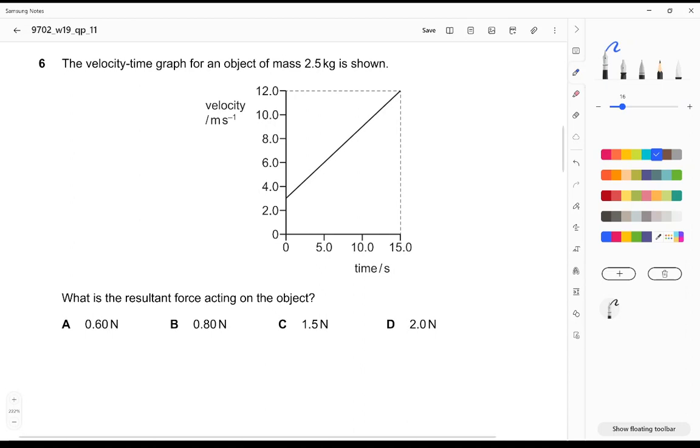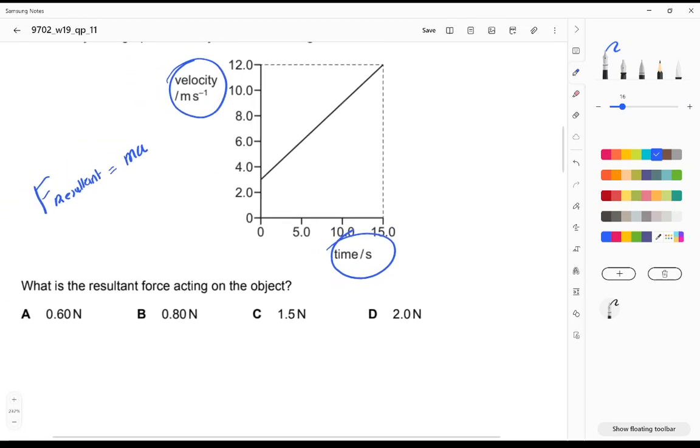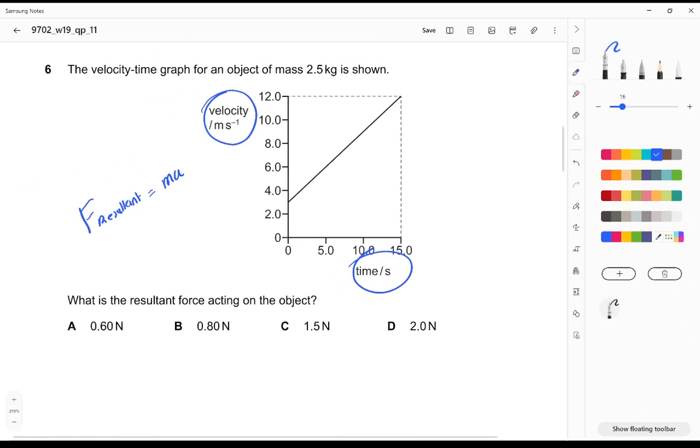The velocity time graph for an object of mass is shown. What is the resultant force acting? So F resultant is actually equal to mass into acceleration, but the acceleration is missing, but we can find it out using this velocity time graph. Okay. So the acceleration can be found using this graph. I'm just going to use the extreme values over here. So this coordinate is actually 15 comma 12, and this is actually 0 comma 3.